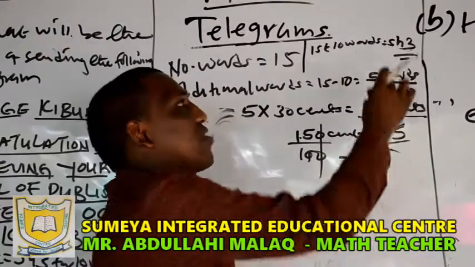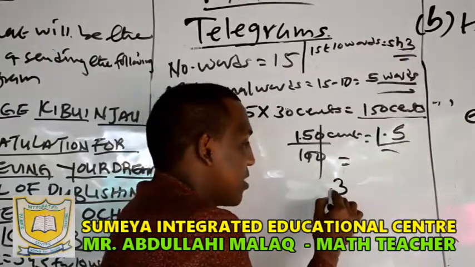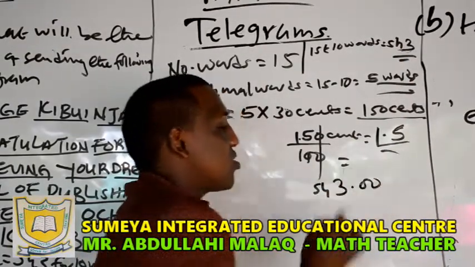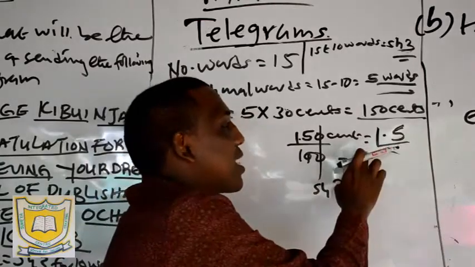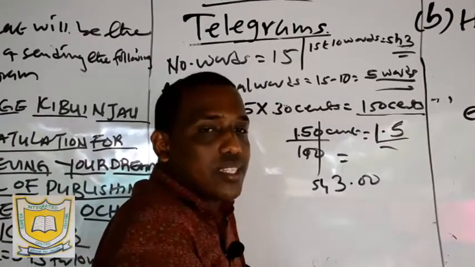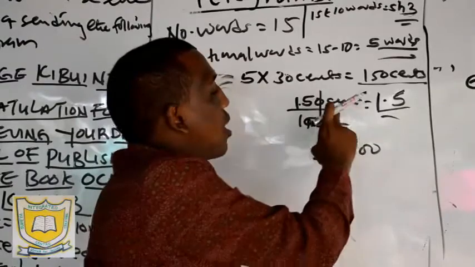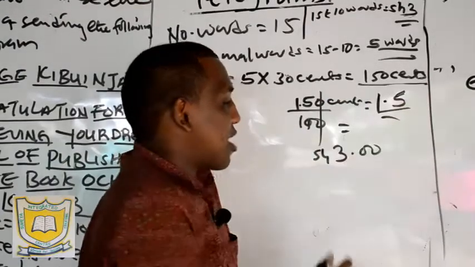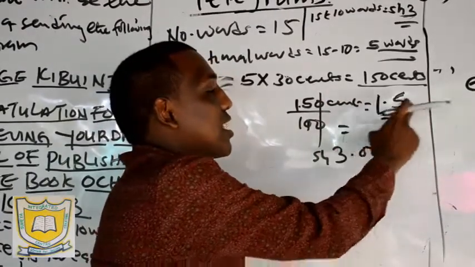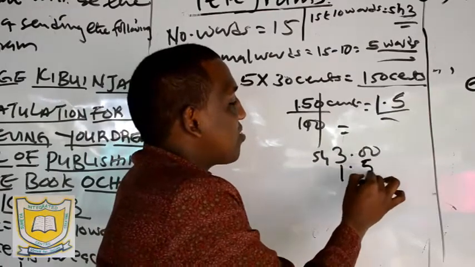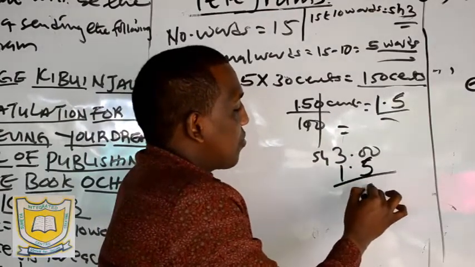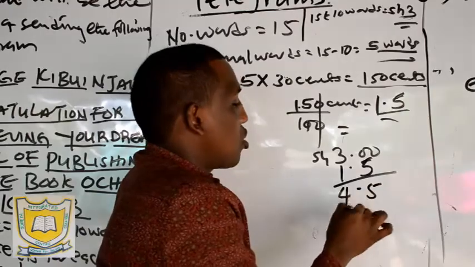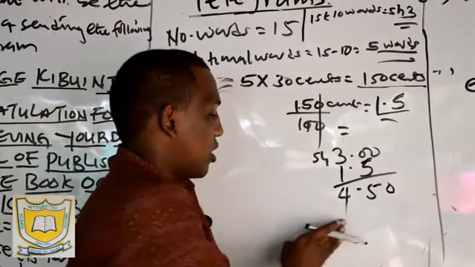We add now. The first 10 words, shillings 3. That is shillings 3.00. Plus the extra words, we are given 150 cents. We change the 150 cents into shillings. You will get 1.5. 1.5 means 1 shilling and 50 cents. You add now. So you get 4.5. So you will get 4 shillings and 50 cents.